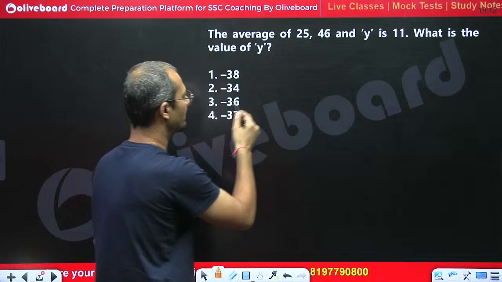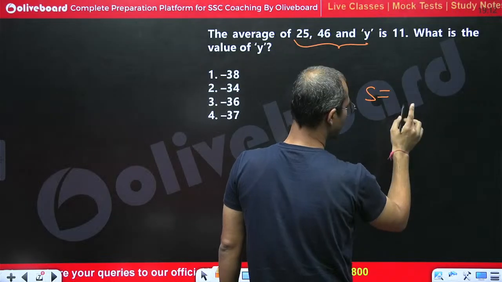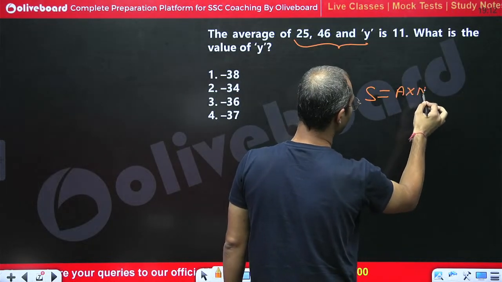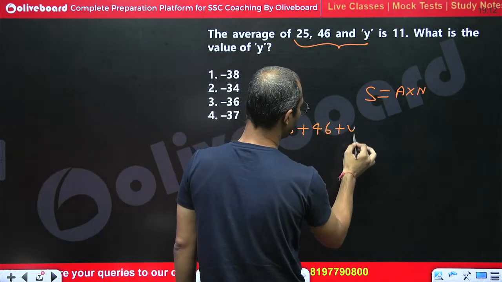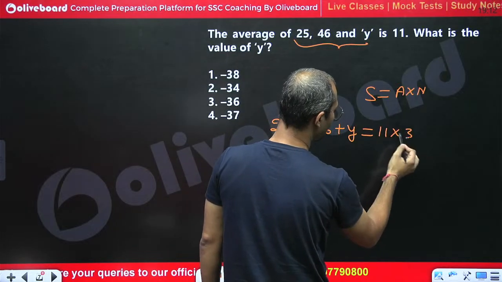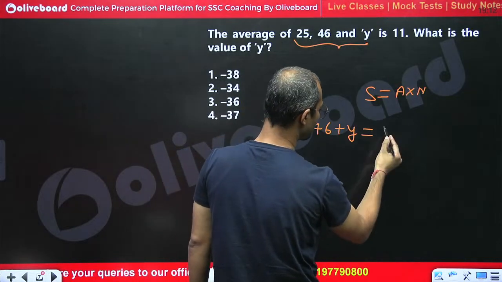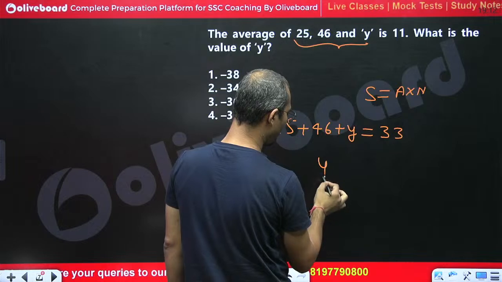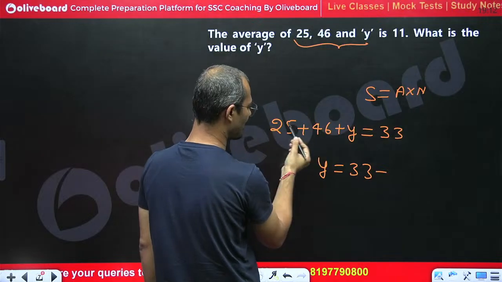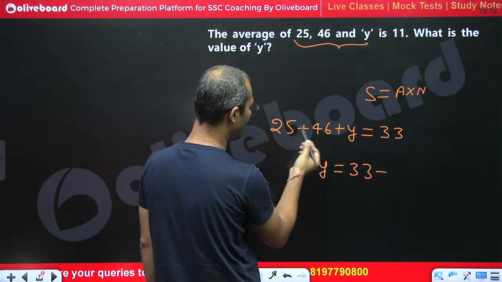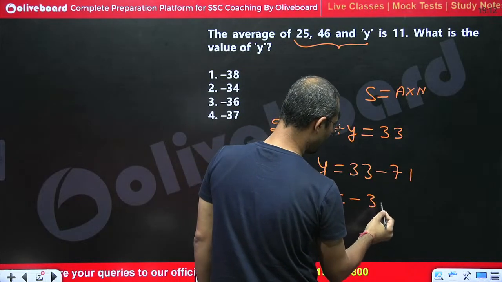So we know that the sum of all values is equal to average into n, right? So we can say that 25 plus 46 plus y would be equal to 11 into 3, because the number of observations here is 3. So 3 into 11 is 33. So y would be equal to 33 minus the sum of 25 and 46. Sum of 25 and 46 is 71, right? So we will get y is equal to minus 38.